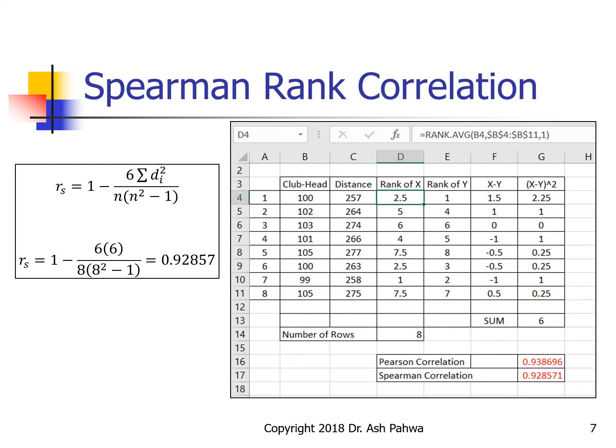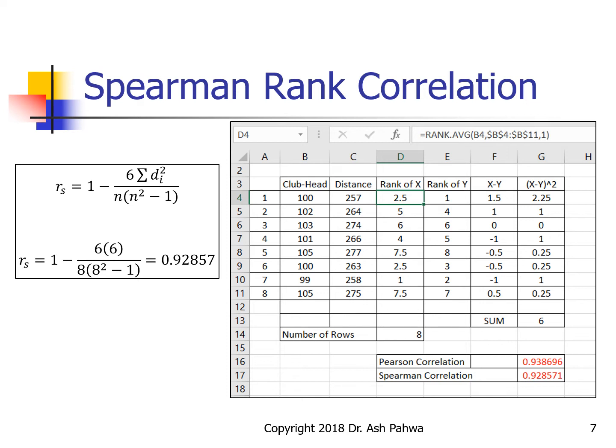Now we can compute the Spearman's correlation. The Spearman's correlation is going to be 1 minus 6 multiplied by sigma di square. Sigma di square we have just computed to be 6. Since we have 8 observations, we divide this by n multiplied by n square minus 1, so the denominator will become 8 multiplied by 8 square minus 1. Now from here we can compute the Spearman correlation, which comes out to be 0.928. So the Spearman correlation comes out to be slightly lower than Pearson's correlation.